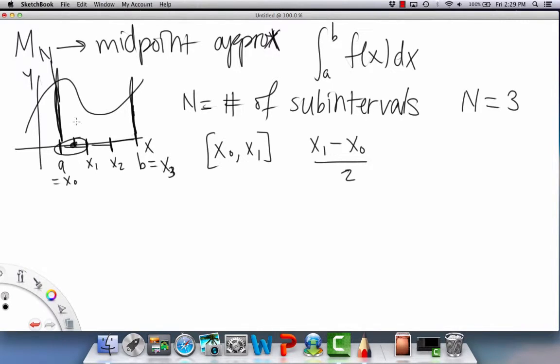So with midpoint, we take that middle point and draw a line straight down. Okay, so we're taking the midpoint and evaluating the function there. Then we do the same thing here. From x1 to x2, here's the midpoint, and we go straight up and down. Here's our point there, and then same thing for the last one. Here's our middle, and we go straight up right here.